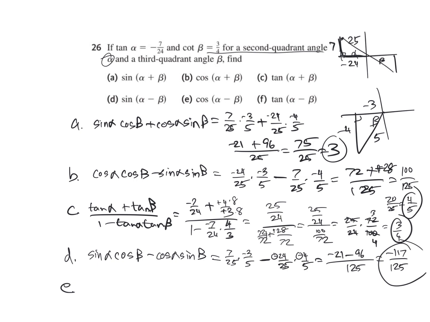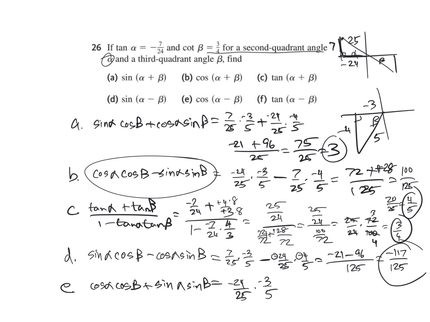So the cosine of subtraction is cosine of the first, cosine of the second, plus sine of the first, sine of the second. So I'm just going to use these values here because they're in the same positions, except we're going to add them. So negative 24 over 25 times negative 3 over 5 plus 7 over 25 times negative 4 over 5. So that gives us positive 72 plus a negative 28 over 125. So 72 minus 28.